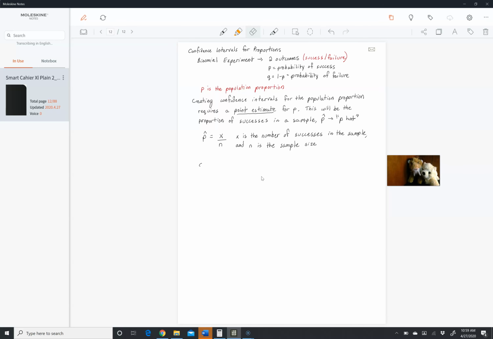And q hat, which is the proportion of failures in the population, not surprisingly, is 1 minus p hat. It's only a percentage if we multiply by 100. Otherwise, it's just a proportion.